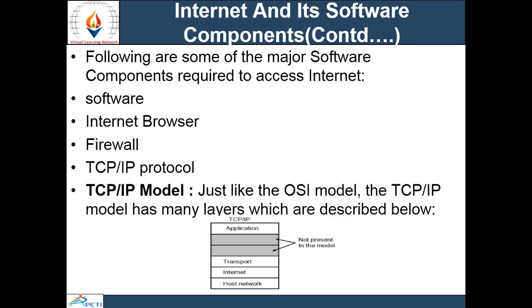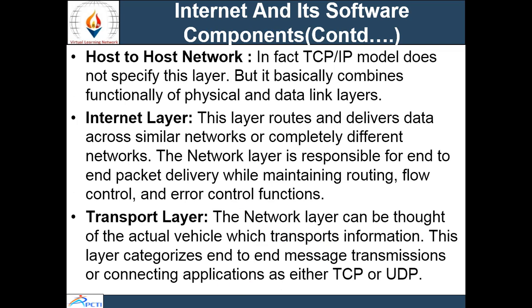Following are some of the major software components required to access the internet: software, internet browser, TCP/IP protocol. TCP/IP model. Just like the OSI model, the TCP/IP model has many layers which are described below. Host-to-host network. In fact, the TCP/IP model does not specify this layer, but it basically combines the functionality of the physical and data link layers. Starting at the bottom, the physical layer is what deals with hardware. Utilizing the existing physical layer, TCP/IP does not define its own, thus letting layer 2 be compatible with all network suites.